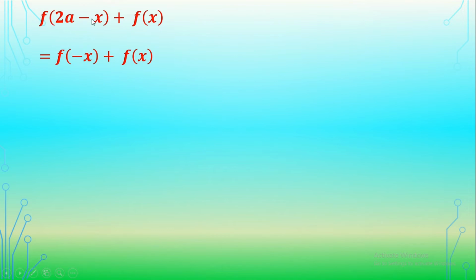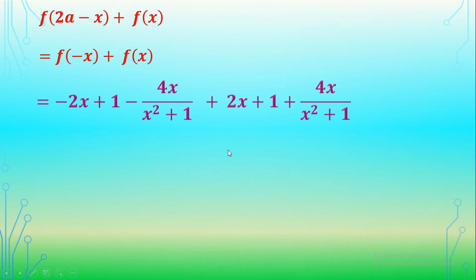How to calculate it? So f of 2a minus x plus f of x, we just replace them by their values. 2a minus x is minus x. We have proved it. Now we replace it by its value, which is minus 2x plus 1 minus 4x over x squared plus 1. Plus f of x, also we replace it by its value. Now note that minus 2x plus 2x is cancelled. And the whole fraction here, 4x over x squared plus 1, here 4x over x squared plus 1. Here is positive, here is negative, so we can simplify them directly, the whole fraction.